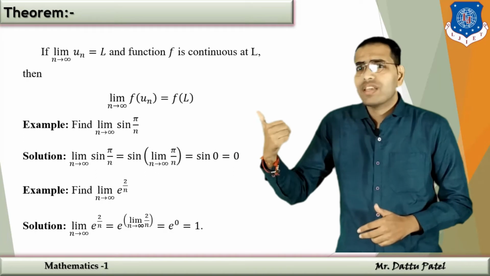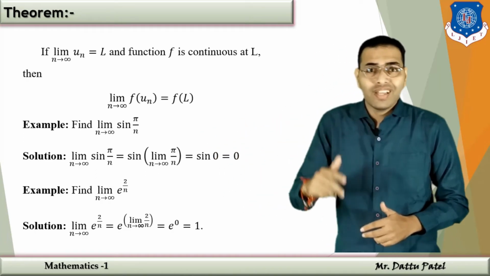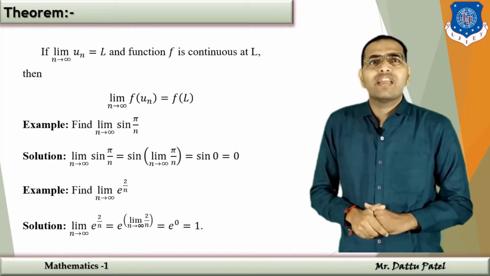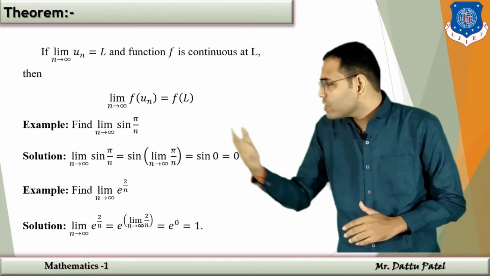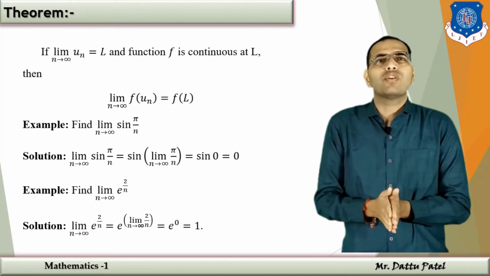Here we apply n tends to infinity. Then we get anything by infinity, that is 0. Then we get sine 0. Then the value of sine 0 is 0.